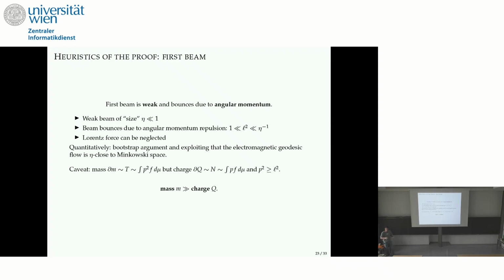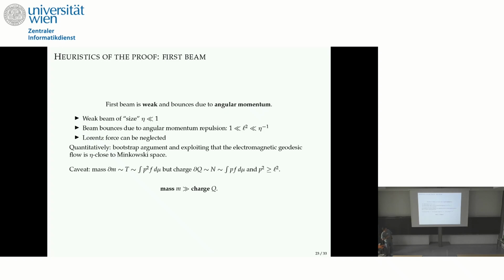The L infinity norm of F is small, but the angular momentum is large. And in that region, the Lorentz force can be neglected. In fact, you cannot even exploit anything, because in the first beam close to the center there's no charge, so you don't have any repulsive mechanism from the charge. Quantitatively, we bootstrap that the geometry and the electromagnetic flow are close to those of Minkowski space, and this allows us to control this weak beam, which bounces due to angular momentum.